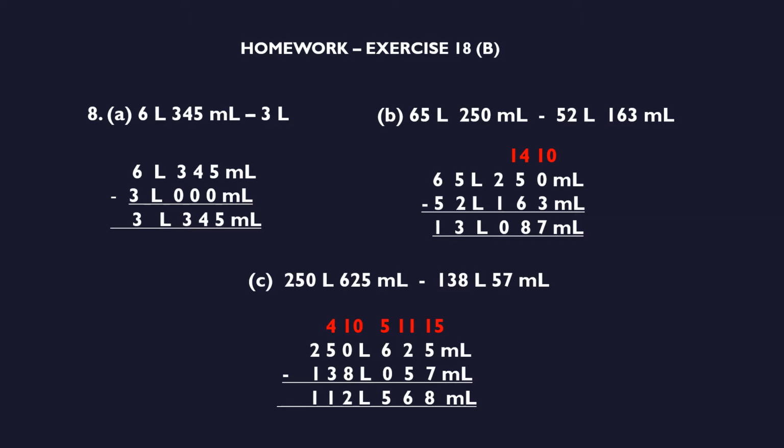Then towards liter, again from 0 you cannot subtract 8. So you will borrow 1 from 5 and it will become 10. Now 10 minus 8 is 2 and 5 is reduced to 4. Now 4 minus 3 is 1 and 2 minus 1 is 1. So total answer is 112 liters 568 milliliters. Children, don't forget to write units. It is very important. And always you will write bigger unit earlier, then you will write smaller unit towards right hand side column.